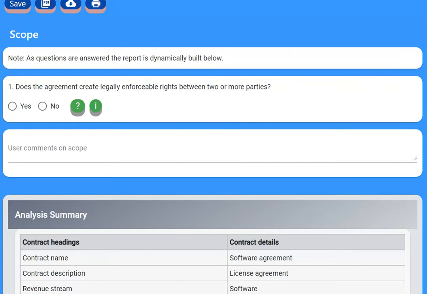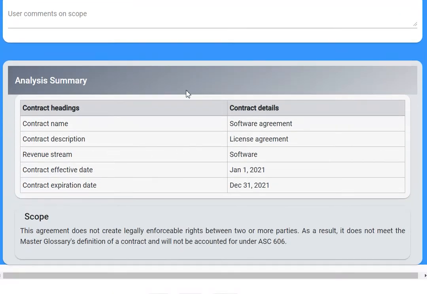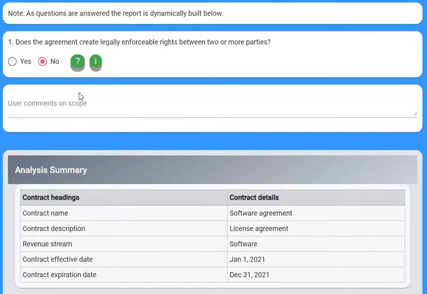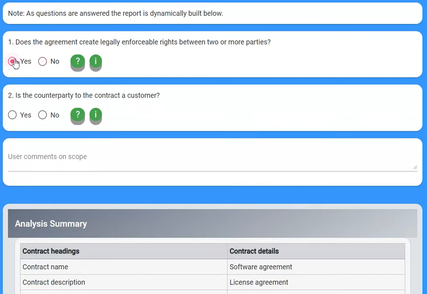So the first question that you're being asked is, does the agreement create legally enforceable rights between two or more parties? If the agreement does not create legally enforceable rights, then it's not a contract that will be accounted for under 606. So if you had answered no, that it does not create legally enforceable rights, your analysis ends. You'll see there's a very brief report that gets prepared at the bottom that basically says that this contract is not within the scope of the standards. For purposes of the analysis, let's select yes.